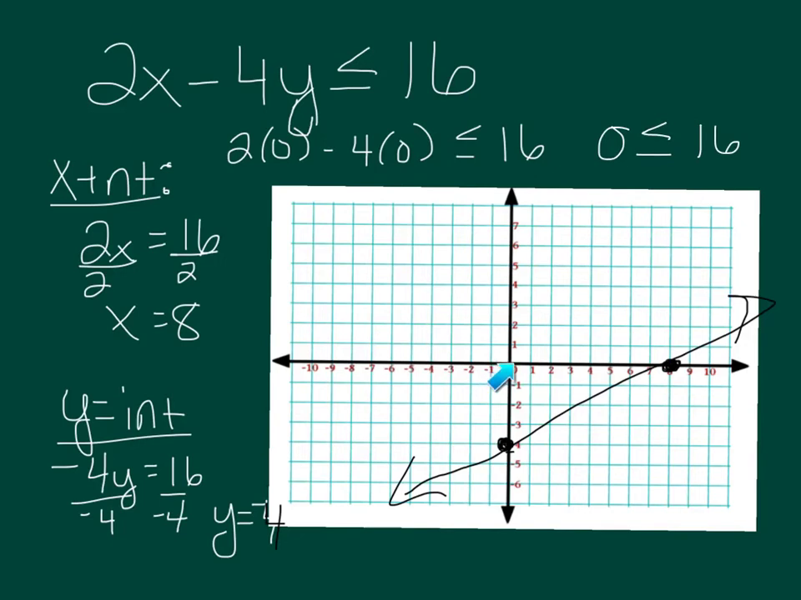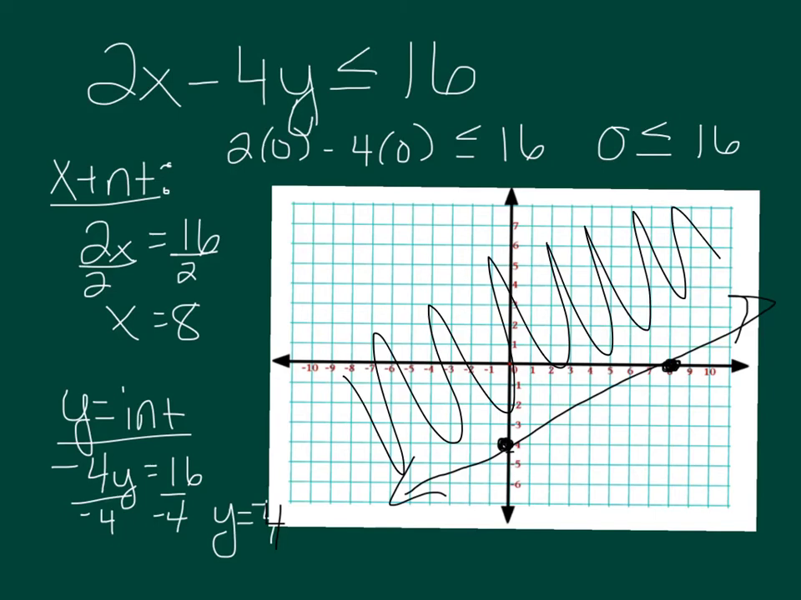So 0, 0 is on the top of the line. It's on this side, so that is the side of the line that we want to shade. Meaning that all these numbers up here and the numbers on the line are solutions.